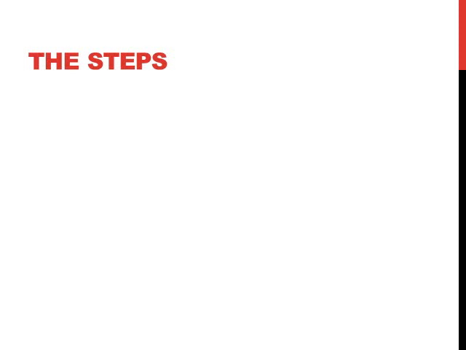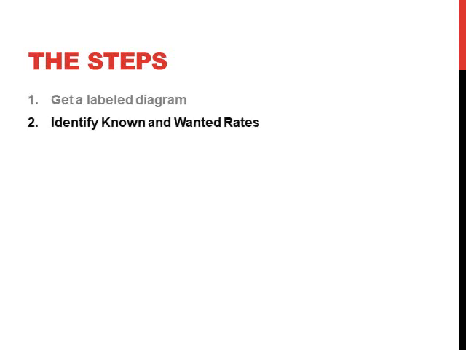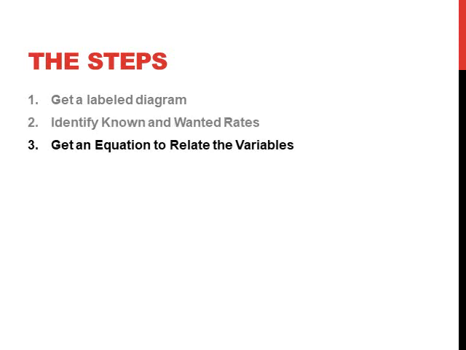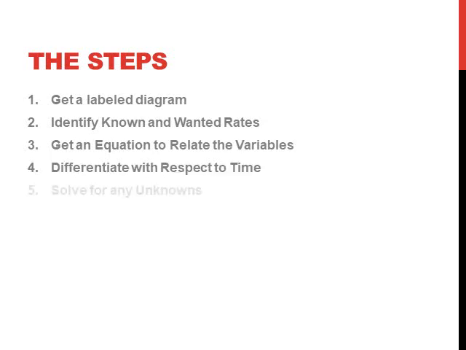The very first thing we want to do is get a labeled diagram. Once we've done that, we will identify the known and unknown rates. Then, looking at the variables in those rates, we'll get an equation to relate those variables. Then comes the calculus part, where we differentiate with respect to time. Finally, using either algebra or arithmetic, we'll solve for any unknowns.